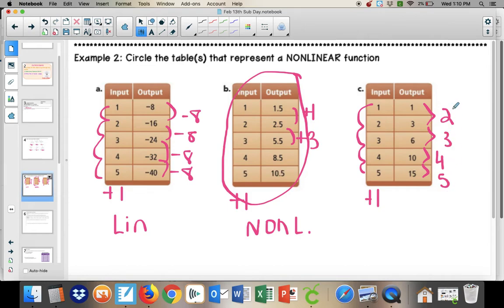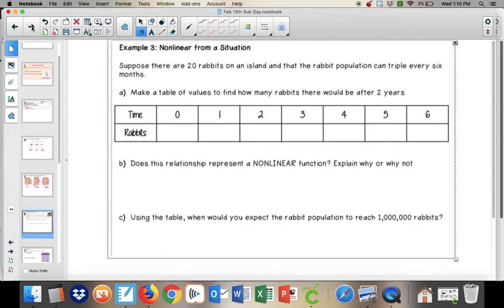Are all of my outputs increasing by the same amount? No. So letter C is also a nonlinear function. So if they are constant, it's linear. If they're not, it's nonlinear.